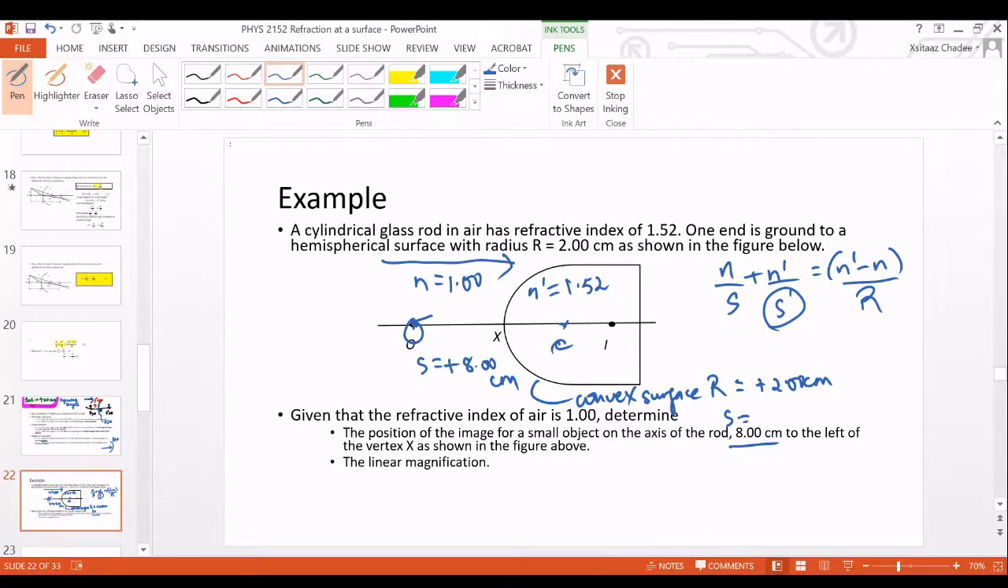Now for all of your optics questions, you want to sketch the diagram, you want to put in your object distance, your refractive indices, and your radii of curvature before you start with the problem itself.